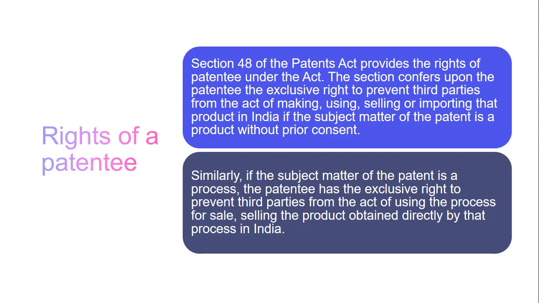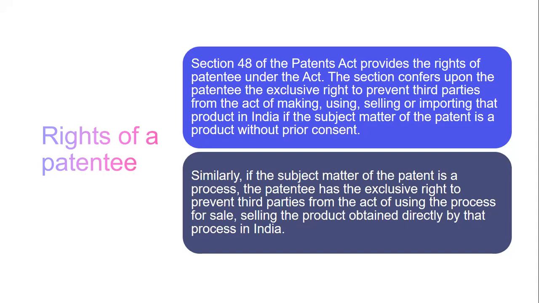So I have only covered 43, 44, 45, 46, and now I'm going on to 48, and after 48, I'll go on to 47. So section 48 of the Patent Act provides for the rights of the patentee under the Act. So here, if your patent has been granted, there will be certain rights which accrue to the patentee. Now, what are these rights?